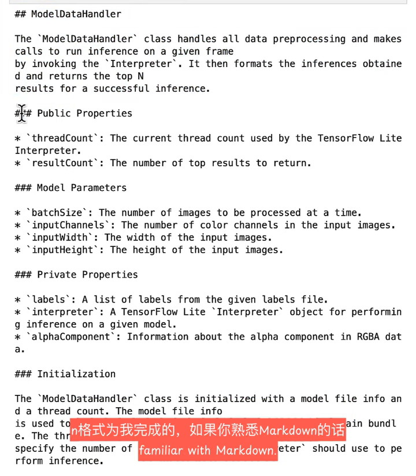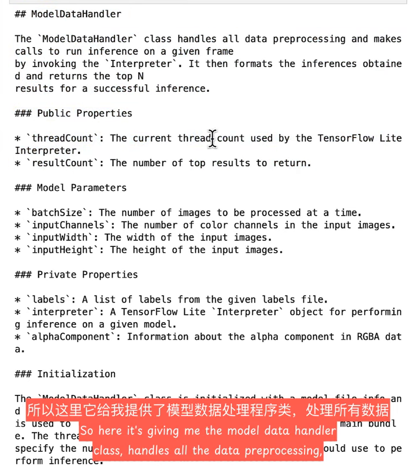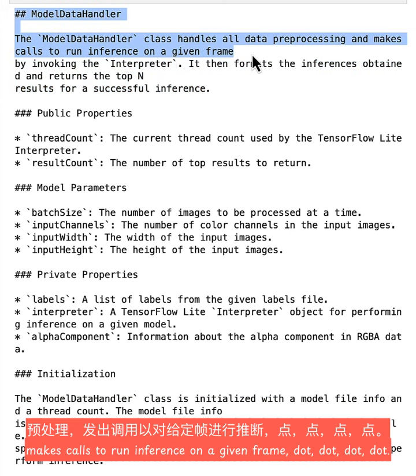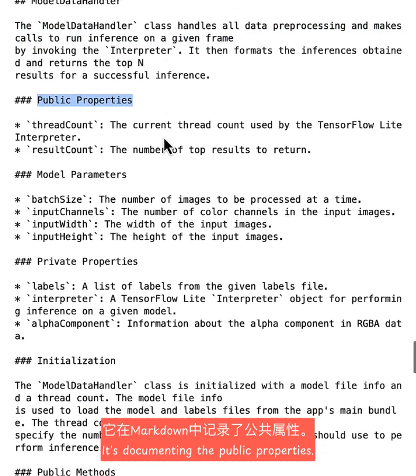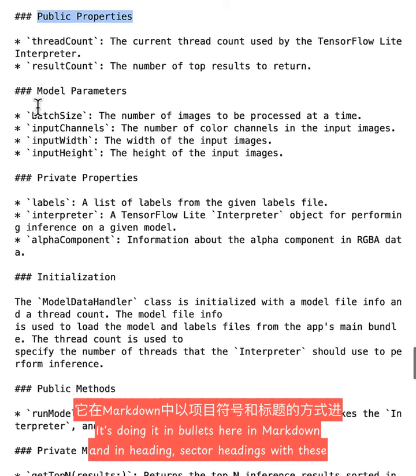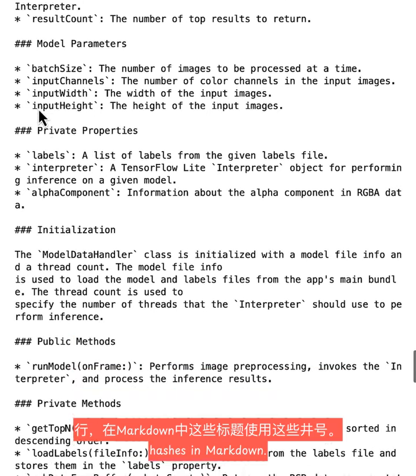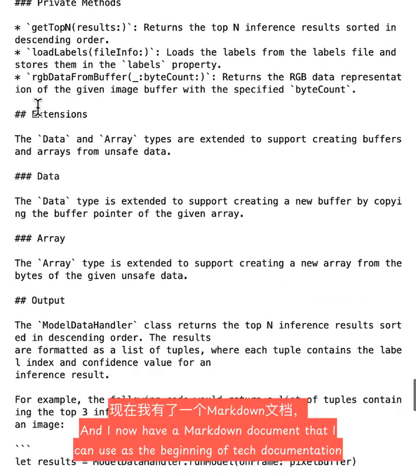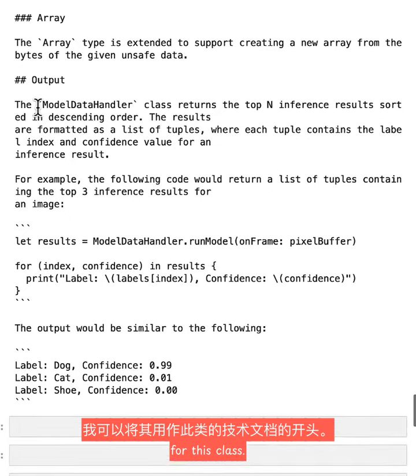So here it's giving me the model data handler class handles all the data pre-processing, makes calls to run inference on a given frame, ... It's documenting the public properties. It's doing it in bullets here in Markdown and in section headings with these hashes in Markdown. And I now have a Markdown document that I can use as the beginning of tech documentation for this class.